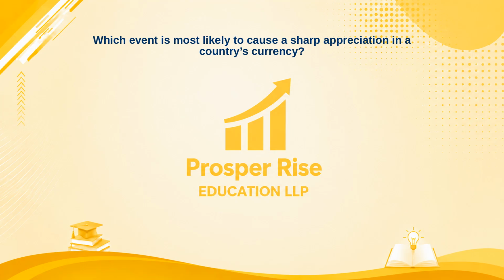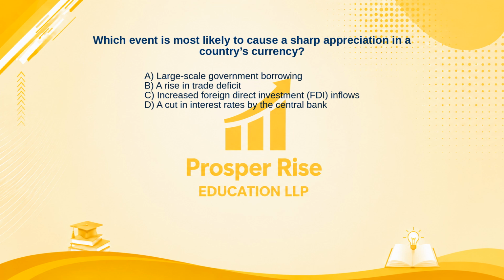Which event is most likely to cause a sharp appreciation in a country's currency? Here are your options. A. Large-scale government borrowing. B. A rise in trade deficit. C. Increased foreign direct investment, FDI, inflows. Or D. A cut in interest rates by the central bank. Take a moment to pause the video and decide.